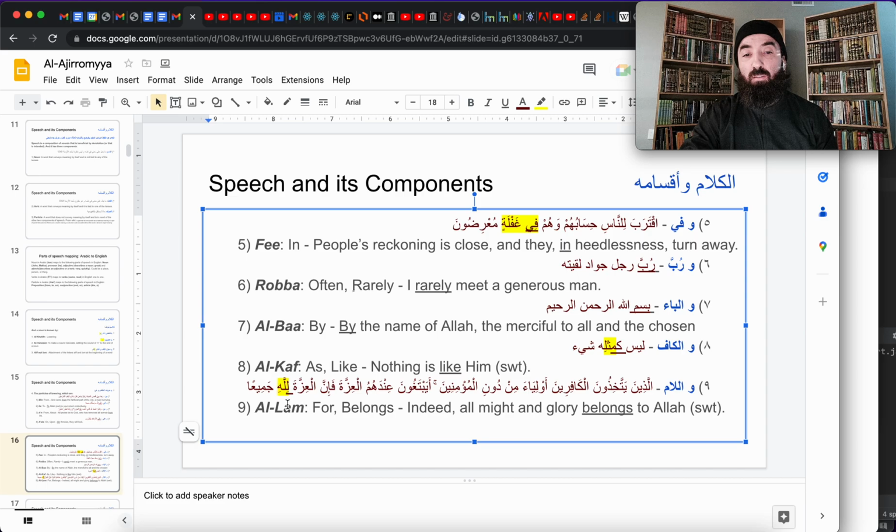However, as in the previous cases, you see that there's a kasra, meaning the diacritical mark is at the bottom of the last letter. Basically, the verse that we recited translates to: indeed, almighty and glory belongs to Allah subhanahu wa ta'ala. The verse was long and I couldn't fit it in the slide, so I just translated the last portion that includes the particle of lowering, or the particle of khafd.